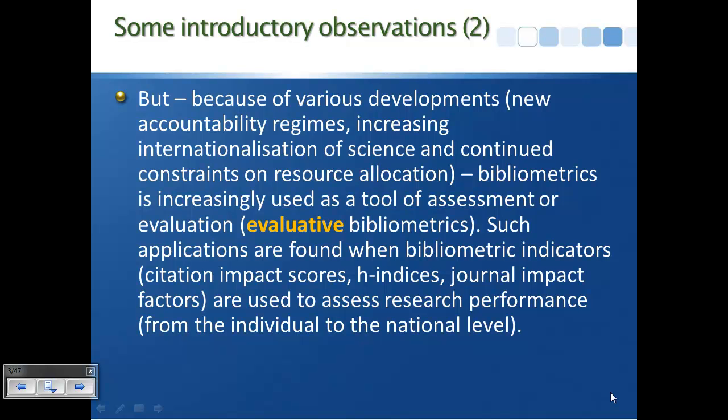And of course, journal impact factors, I don't have to tell you about journal impact factors, but the journal impact factor can be used purely descriptively, but in most cases it's not. It's used to rank journals. It's used to tell you something about the properties of the journal. And in all of this, we are now seeing that bibliometric indicators are really part of the assessment of research performance at every level.